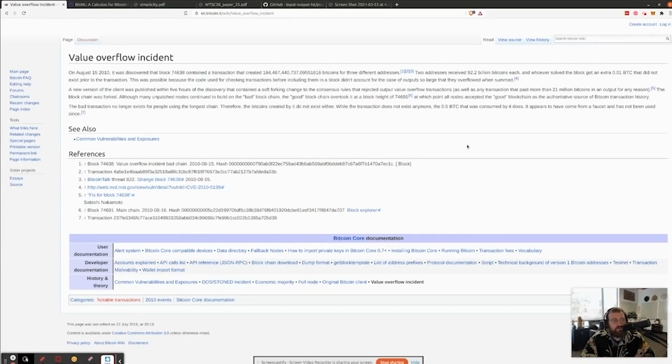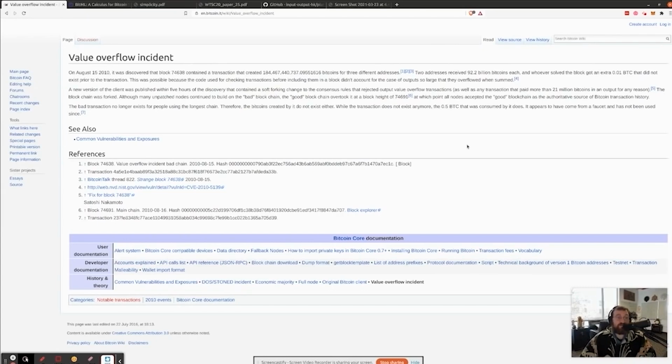All right. So I've been in the Bitcoin space a very long time. And so long, I actually remember this. This is the value overflow incident. It occurred on August 15th, 2010. It was discovered that block 74,638 contained a transaction that created billions and billions of Bitcoins. Two addresses received 92.2 billion Bitcoins each, and whoever solved the block got an extra 0.01 BTC that did not exist prior to the transaction.